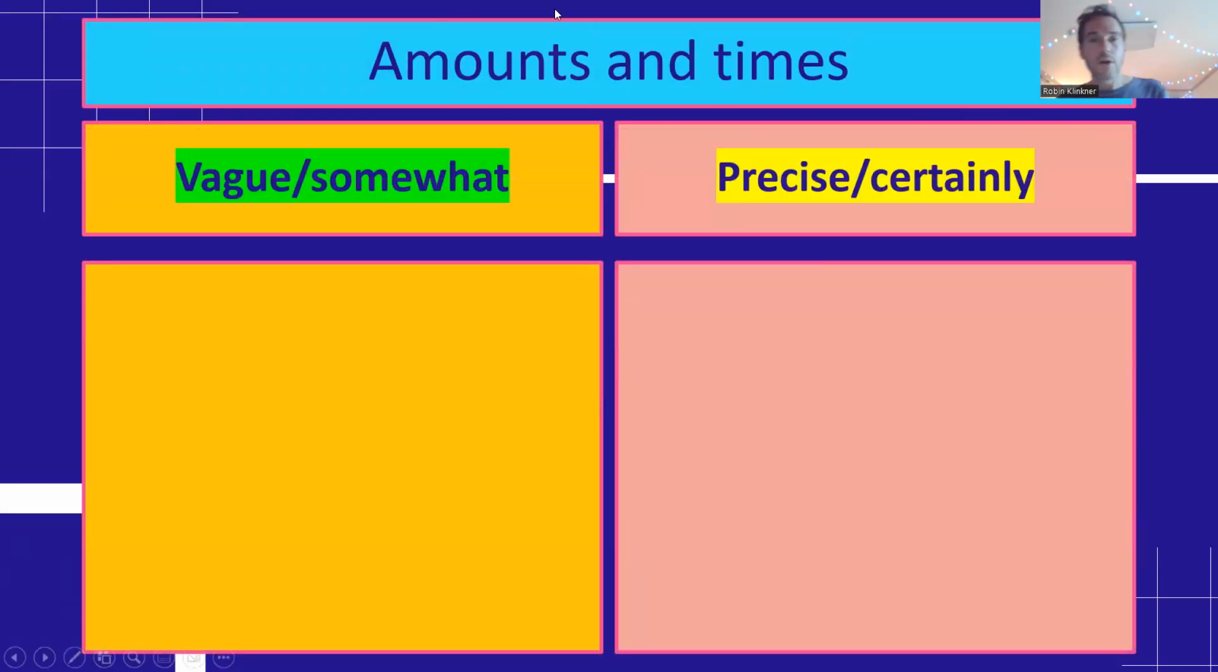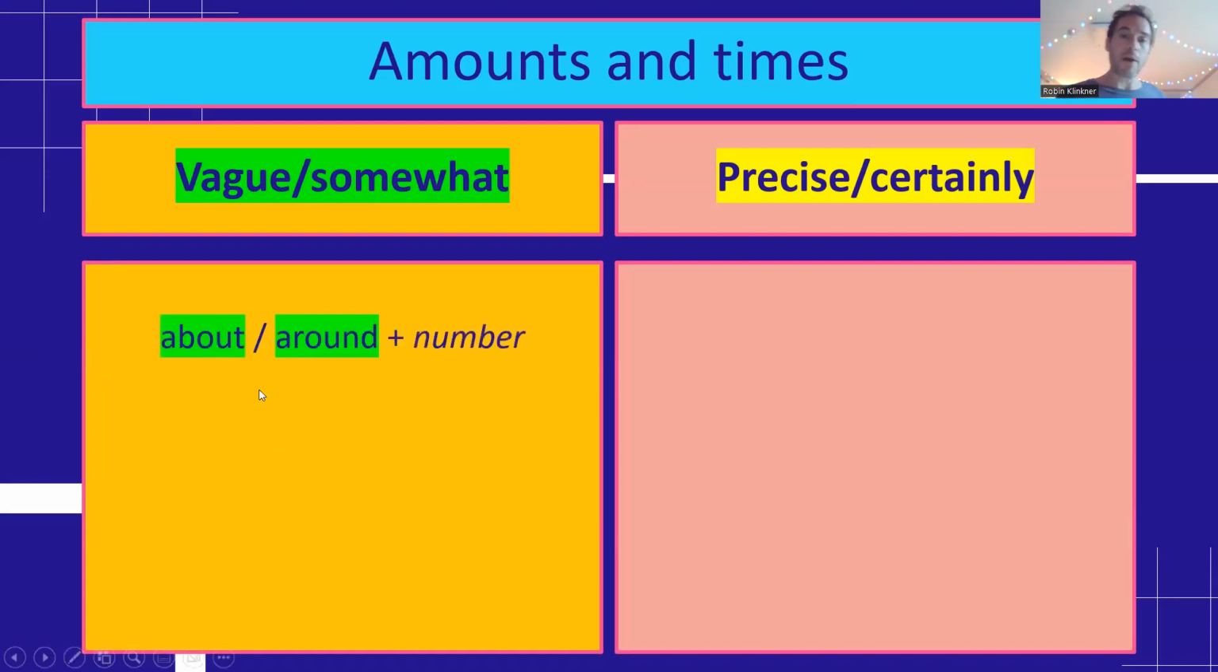So we can use this language to talk about amounts and times. Amounts can be weights, lengths, money, temperatures, degrees. Amounts can be so many different things. And times, of course, is time. So, hold on a second. Vague, somewhat.